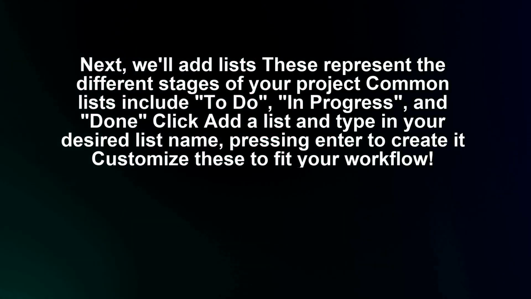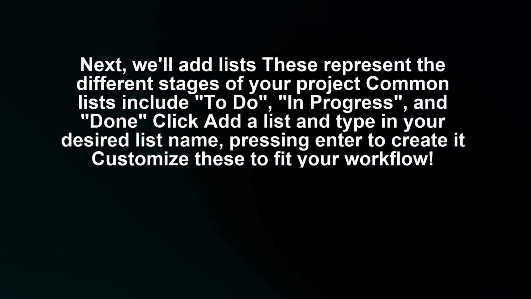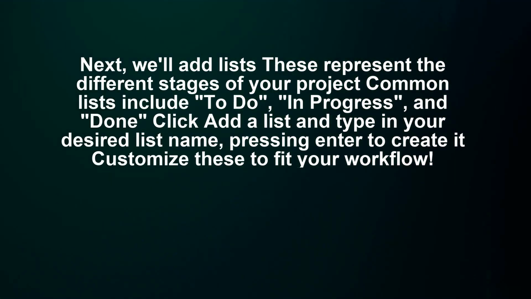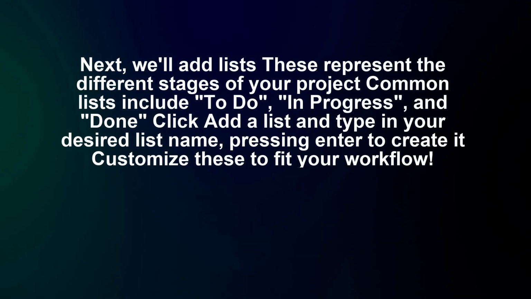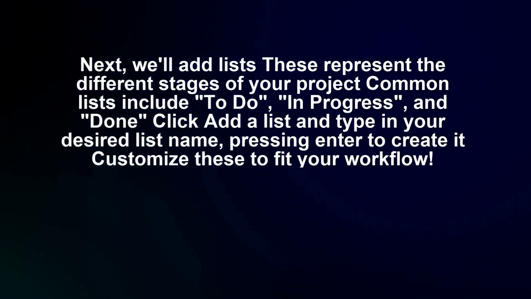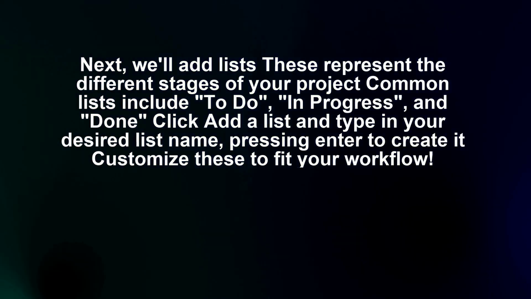Next, we'll add lists. These represent the different stages of your project. Common lists include to do, in progress, and done. Click Add a list and type in your desired list name, pressing enter to create it. Customize these to fit your workflow.